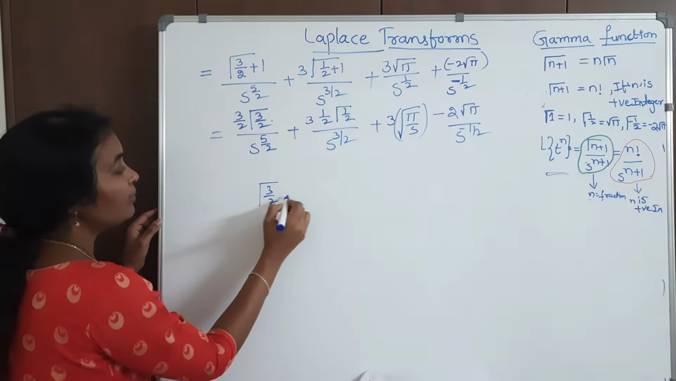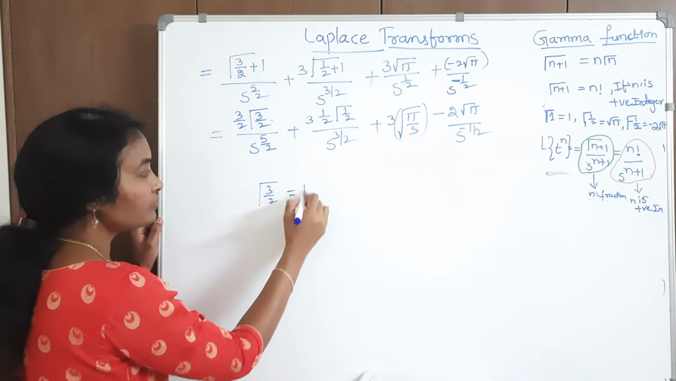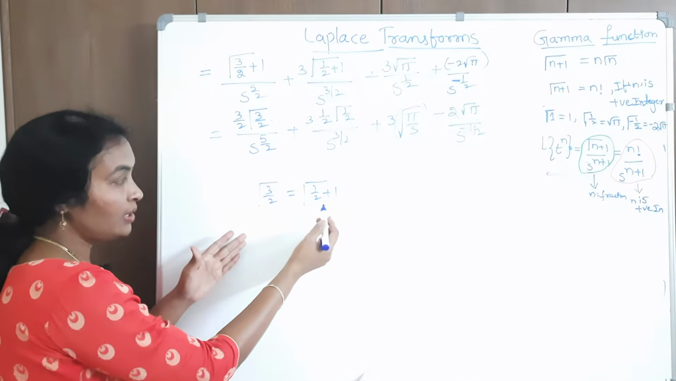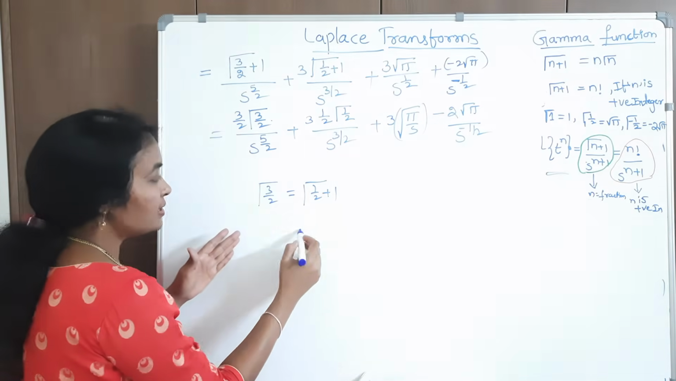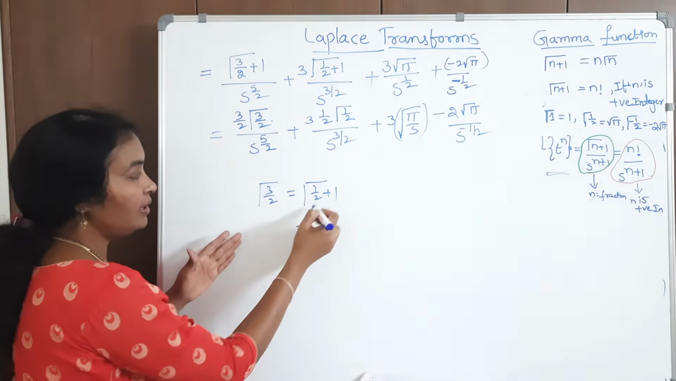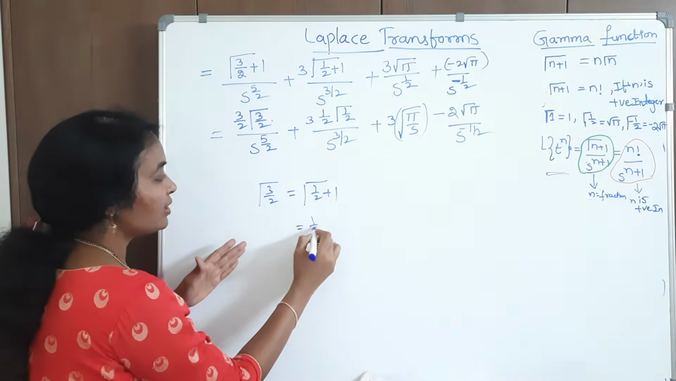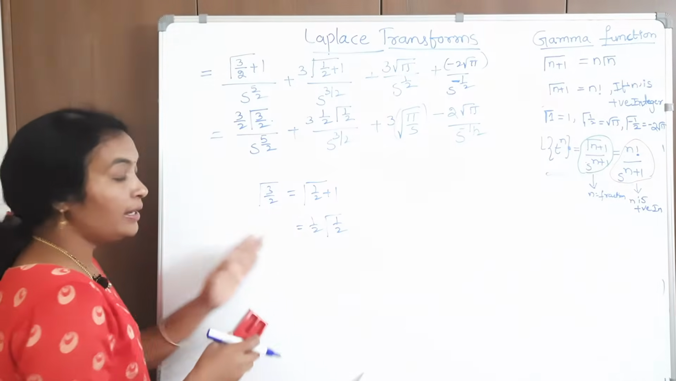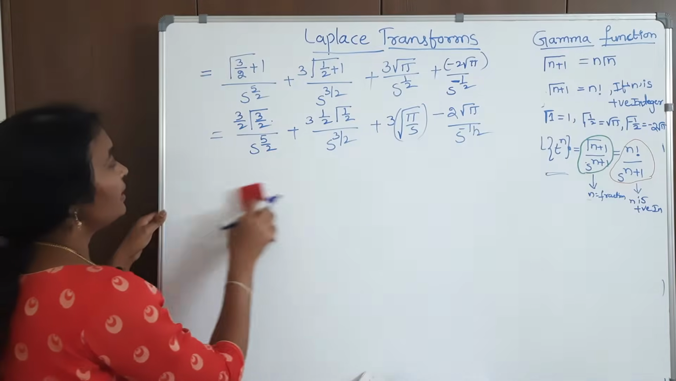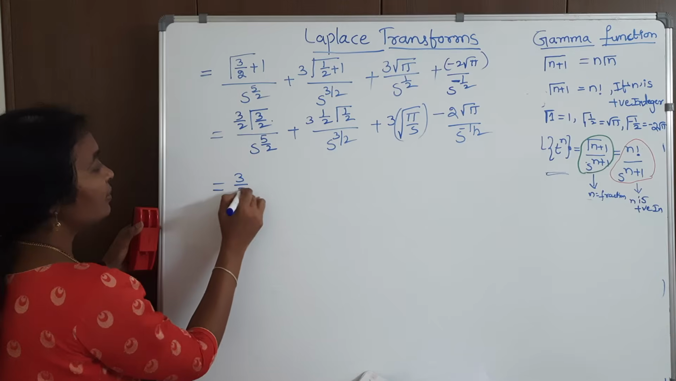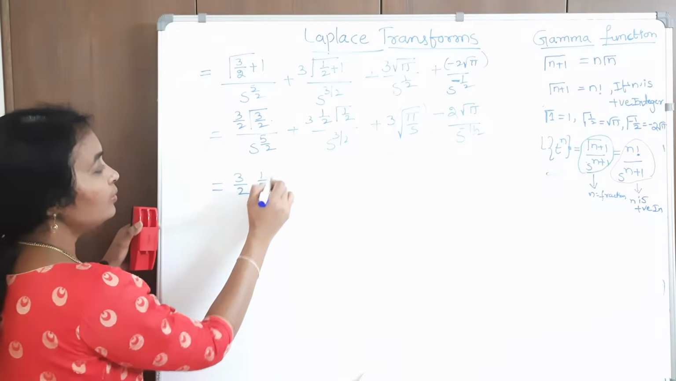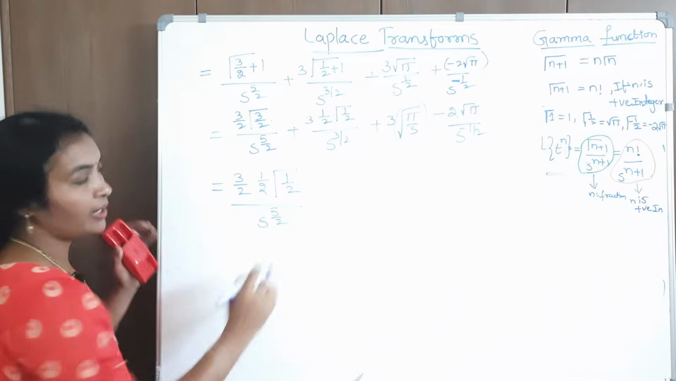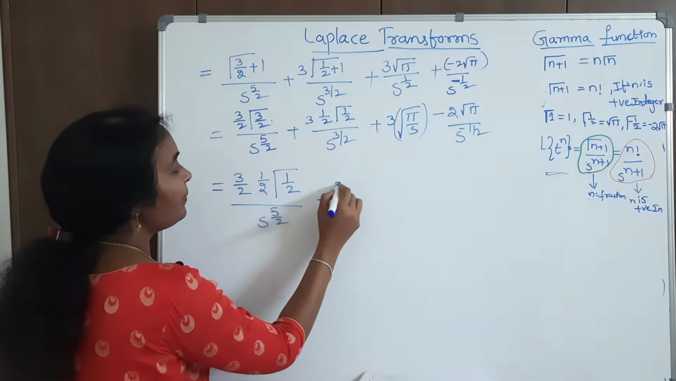Again gamma of 3 by 2 is nothing but what? Shall I write 1 by 2 plus 1? Gamma n is gamma of n plus 1 by using that principle. Now this is nothing but which is nothing but 3 by 2. Both are same. Then n into gamma n, 3 by 2 n into gamma n by s to the power of 5 by 2. Okay ma? Come on, apply the principle.